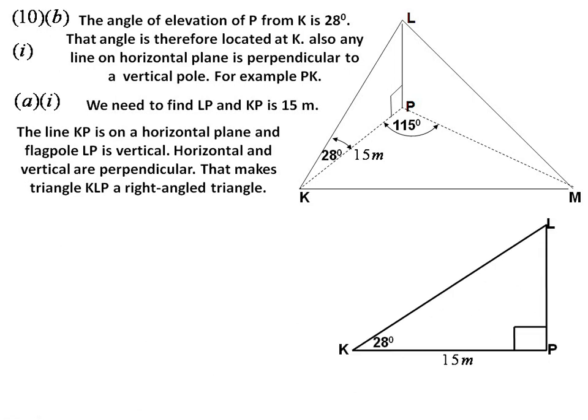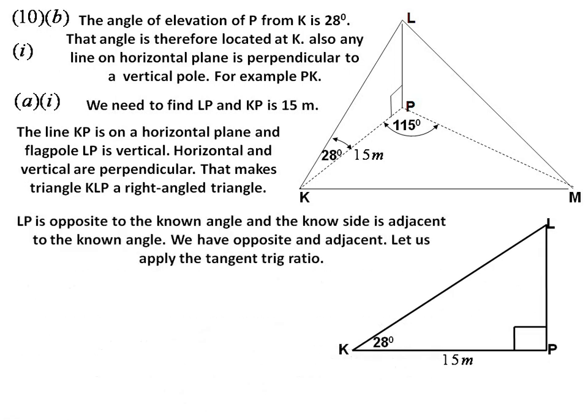So there we have the right-angled triangle. LP is opposite to the known angle, and the known side is adjacent to that known angle. We have opposite and adjacent. Let us apply the tangent trig ratio. We need to find this. This one is opposite to this angle. This one is adjacent. Opposite and adjacent is tangent. And tangent is equal to opposite over adjacent. And what is the opposite? LP. And what is the adjacent? 15.